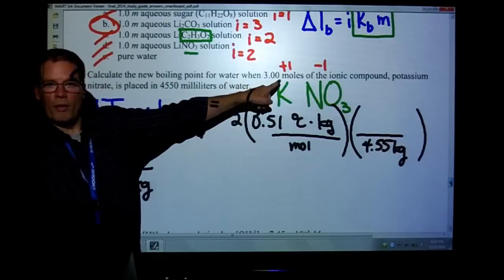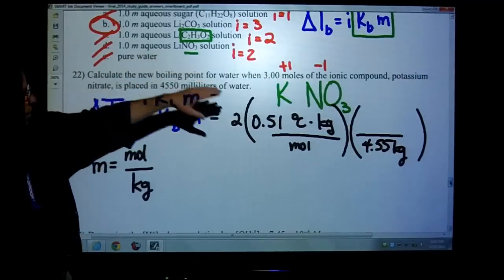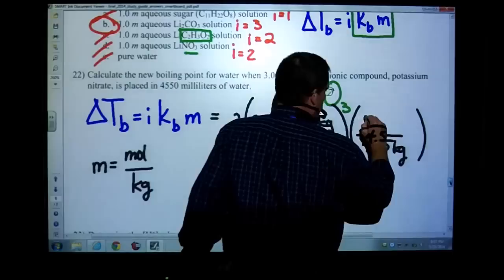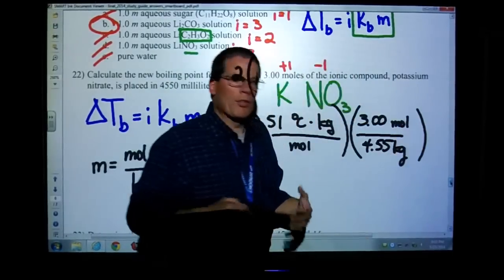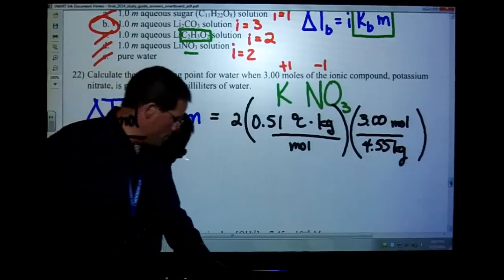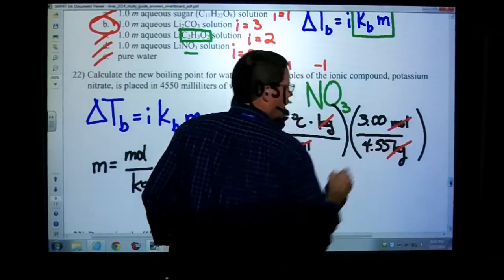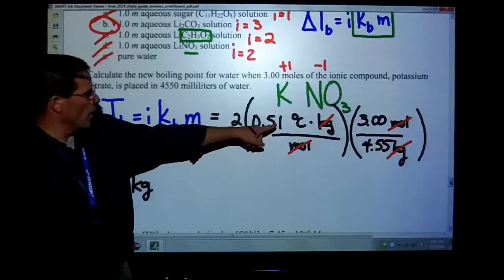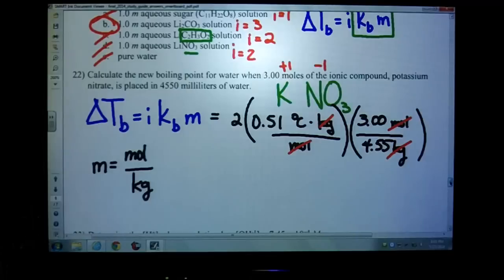Also, your moles is already done. We have 3 moles of our potassium nitrate. If I were to give you grams of that, then we'd have to convert the grams into moles, but I was nice. I gave you the moles for this. So looking at this, the kilograms cancel, the moles cancel. What unit remains? We have degrees Celsius, which is our delta T. So then, let's find out what this value is equal to.